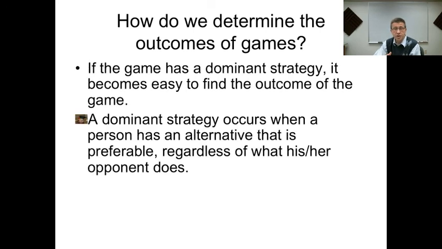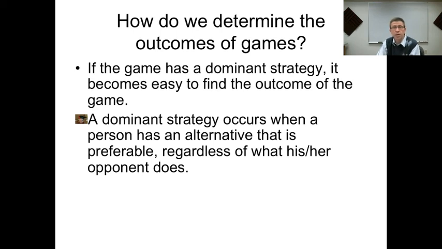A dominant strategy occurs when a person or a player has an alternative that's preferable regardless of what his or her opponent does. So we just went through the game and found no matter what player B does, player A wants to confess. That means player A has a dominant strategy to confess. Player A will always confess. It doesn't matter whether player B chooses to deny or confess the crime. Player B, it's likewise. It doesn't matter what player A does. Player B will always want to confess. The payoff in terms of prison years is always smaller for player B to confess the crime than to deny the crime.